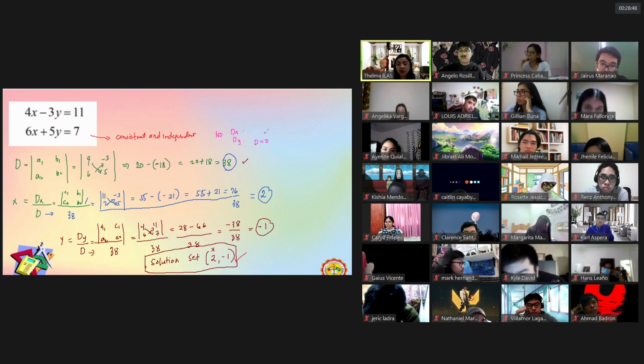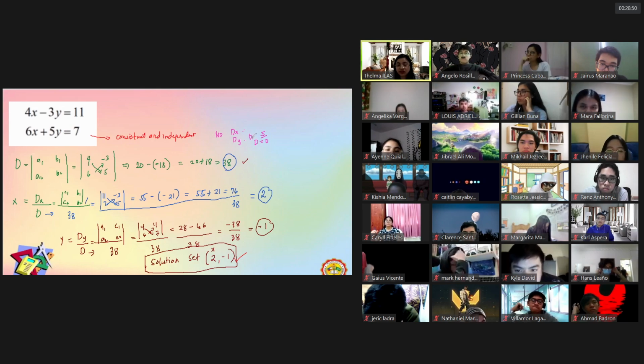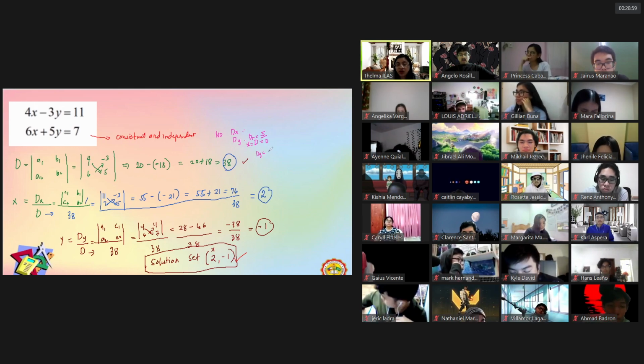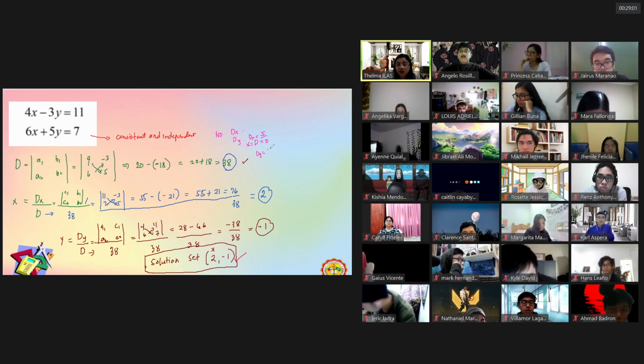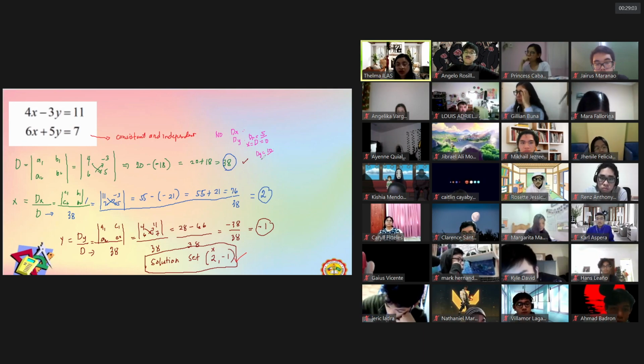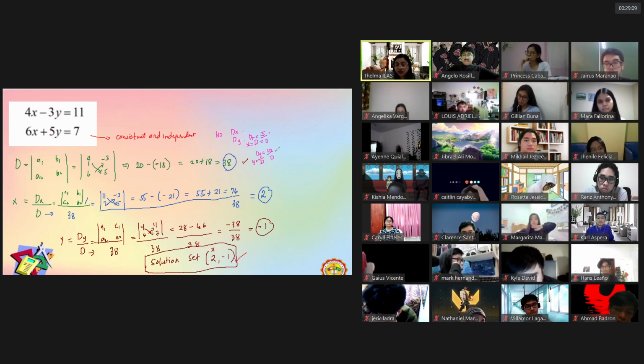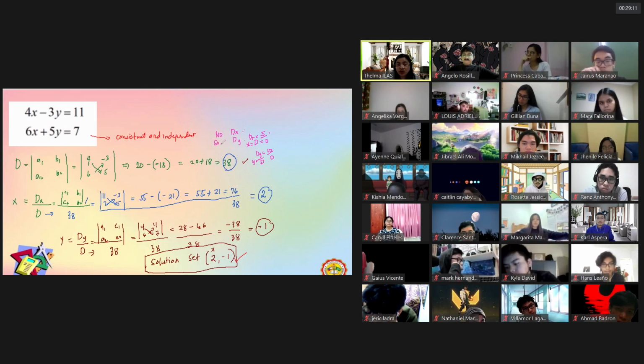Halimbawa, nakuha mo dito ay 5/0. Determinant ng x, meron ka 5/0. So ang x mo ay undefined. Ganon din pag kinuha mo yung determinants ng y. Halimbawa, nakuha mo determinants ng y is 10. Tapos, syempre, ang determinant natin is 0. Okay. So, pag nakita nyo ganito, ibig sabihin that there is no solution. Gets nyo?